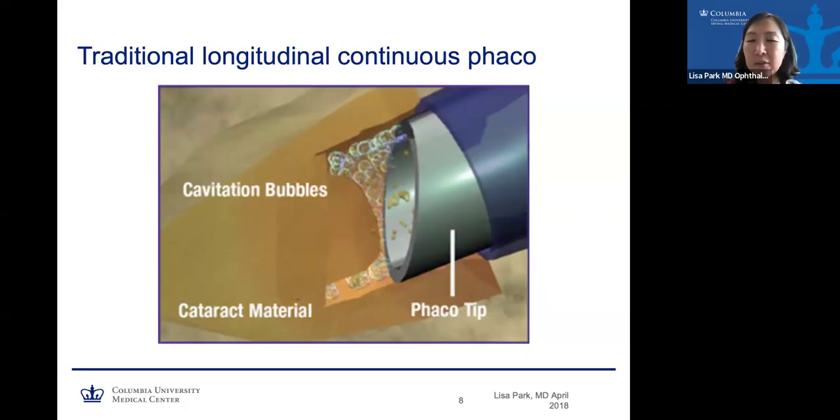It's important to understand that this is the mechanism, because then that dictates your technique and some of the complications that can occur and how we mitigate those complications. So again, it's creation of these cavitation bubbles.